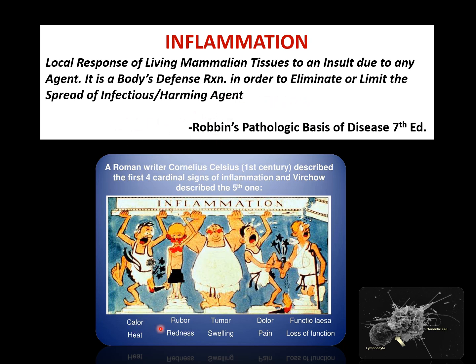There are four cardinal signs of inflammation. First is heat, redness, swelling, and pain. These four signs were given by Cornelius Celsus in the 1st century, and the fifth one was given by Rudolf Virchow, and that is loss of function.